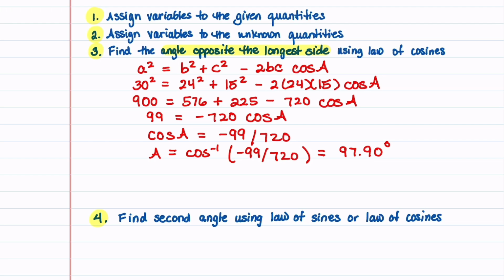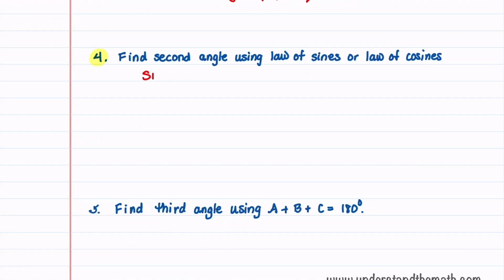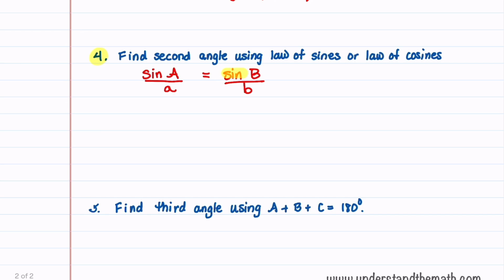Our fourth step is to find the second angle, which is angle B, and we'll find that using the law of sines. We could also find it using the law of cosines, but again, the law of sines is easier. The law of sines tells us that the sine of angle A over side a is equal to the sine of angle B over side b. We want to find angle B, so we'll first solve for sine B. Sine B is equal to b times sine of A over little a.